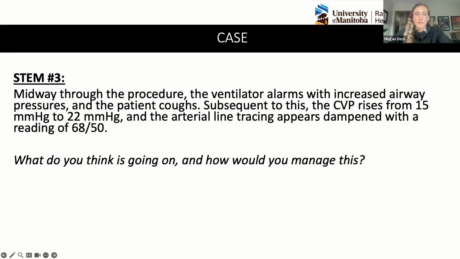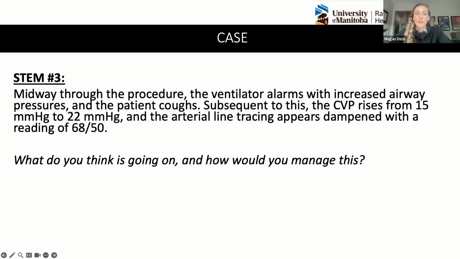So just to kind of end things off, back to our case, midway through the procedure, this patient's ventilator alarms with increased airway pressures and the patient coughs. Subsequent to this, the CVP rises from 15 to 22, and the arterial line tracing appears dampened with a reading of 68/50. What do you think is going on, and how would you manage?